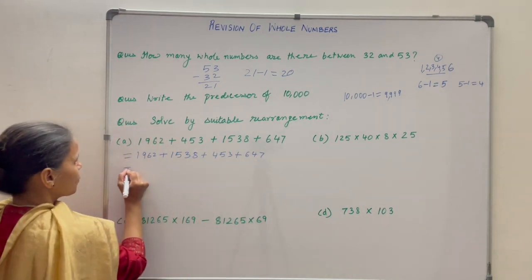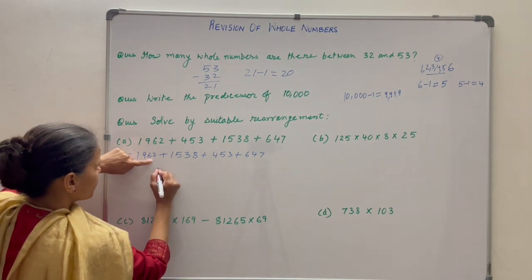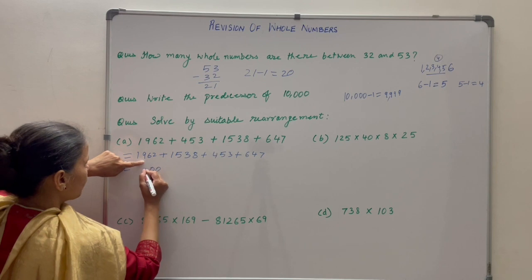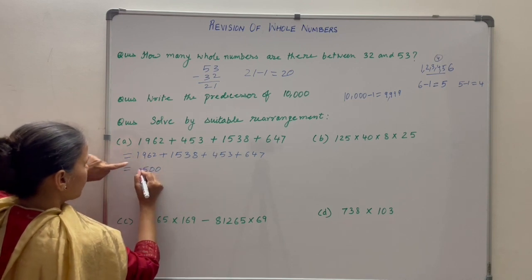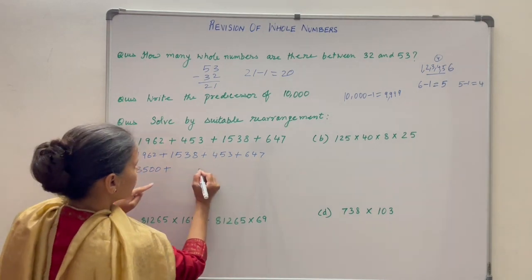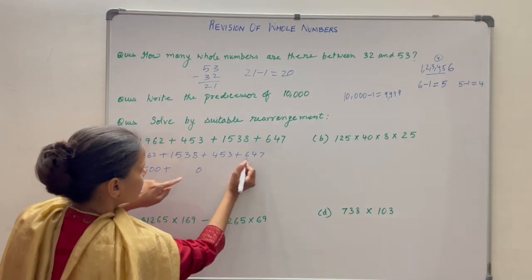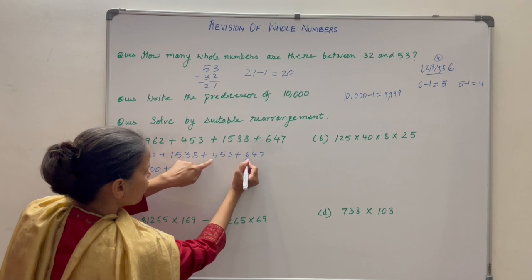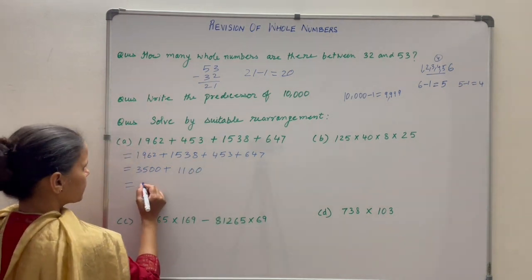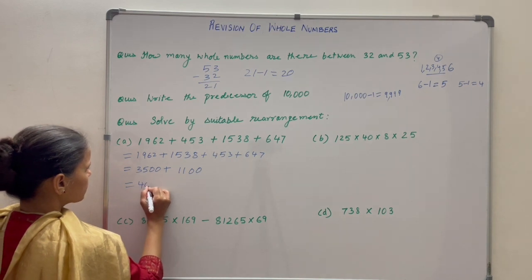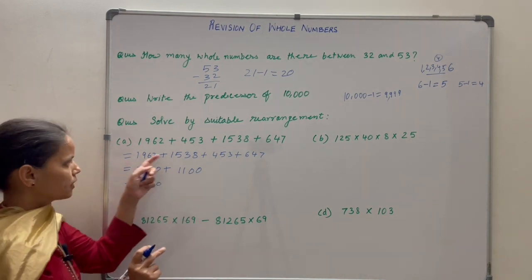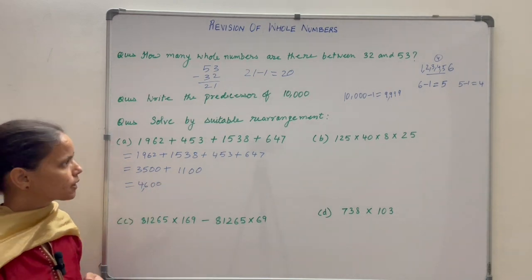If you add it, 8 plus 2 is 10, carry over 1, 6, 10, carry over 1, 15, carry over 1. So you get 3500 here. And 7 plus 3 is 10, carry over 1, 10, carry over 1, 10 and 1, 11. So what do you get here? 4,600. So if you add these two, you will get 4,600.